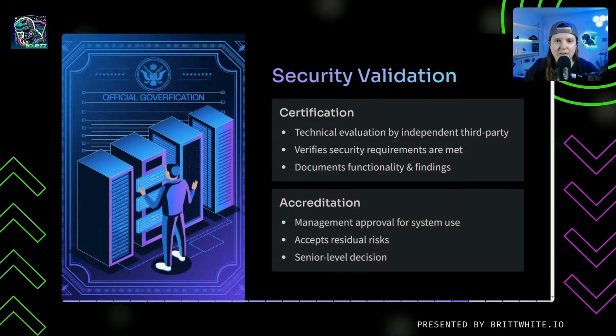Then we have accreditation. This is where management steps in and makes the official decision. After reviewing the certification results, they decide whether to approve the system for use. Think of this as your organization's seal of approval, saying, yes, we understand what this system can and can't do, and we accept any remaining risk, or the residual risk, and we're confident it meets our needs. This is typically a senior level decision, because they're the ones with the authority to accept those residual risks on behalf of the organization. So how do we measure this security?